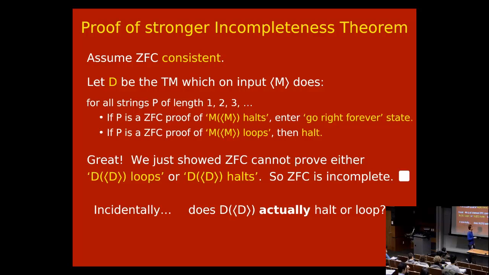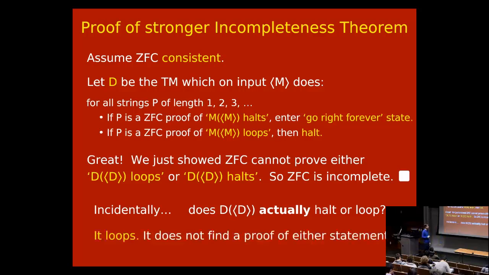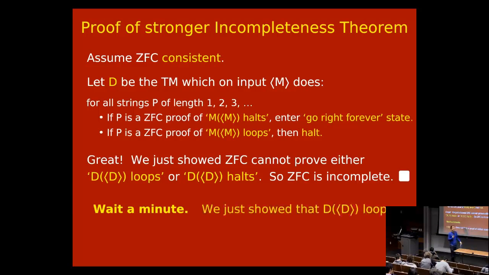Yeah. So in actuality, there is no proof of this or this. So when you actually run D on D, it'll never find the proof of this. It'll never find the proof of this. So it'll just keep going forever. So the true statement is that D of D actually loops. But there's no proof of that fact. Now here's the plot twist, okay? Now wait a minute.